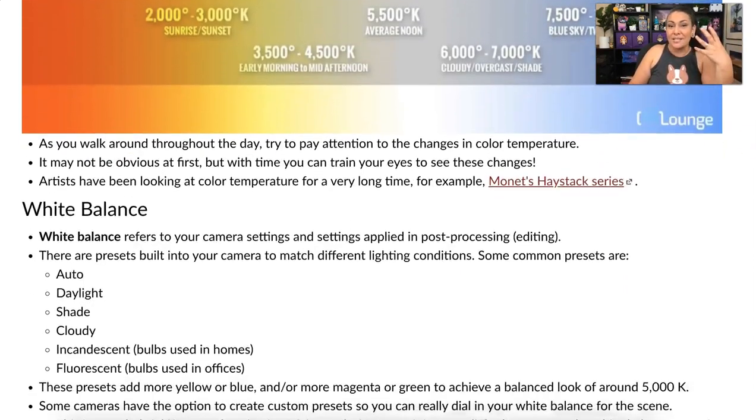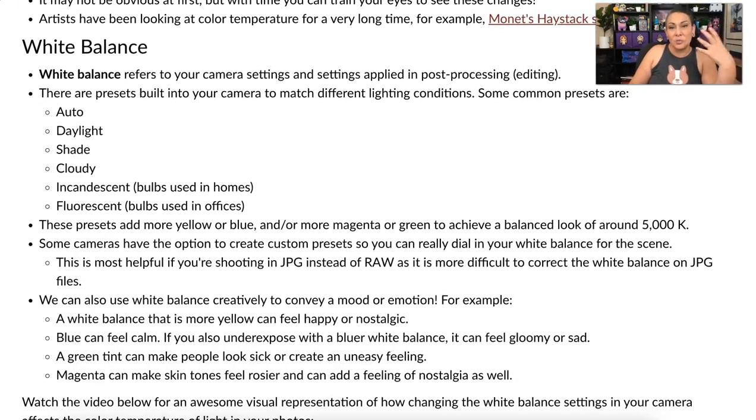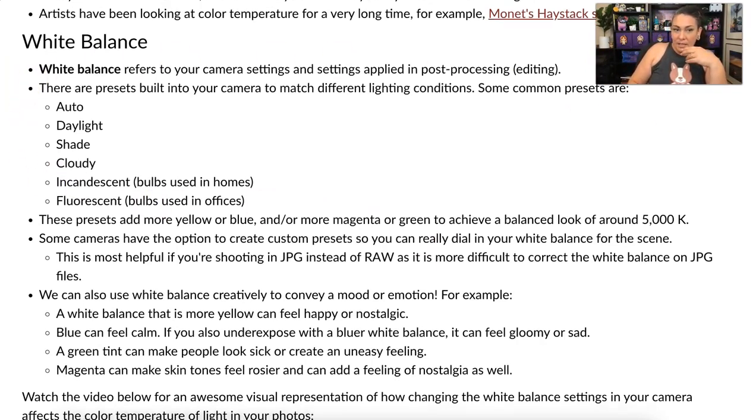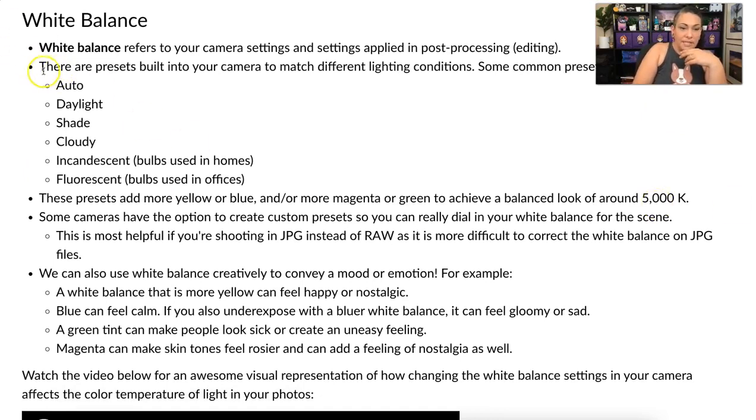And again, color temperature is when we're talking about the actual light. Now, white balance is when we're talking about the settings in our camera or the settings that we use in post-processing or editing to correct the color changes. Okay, so there are presets built into your camera to match different lighting conditions.